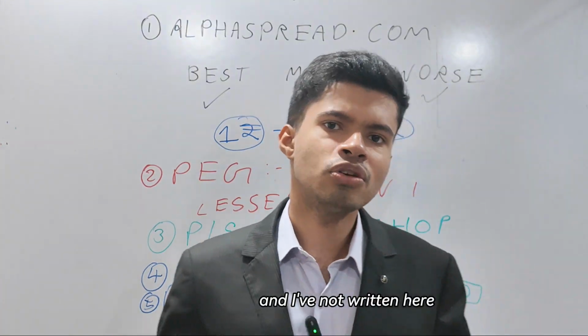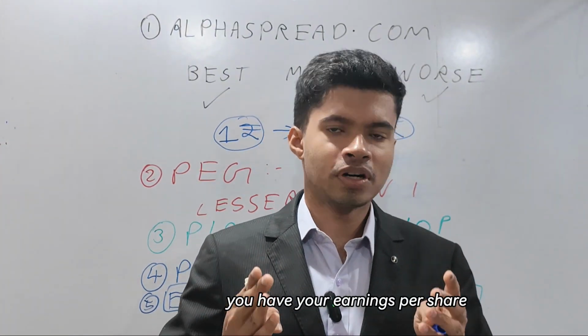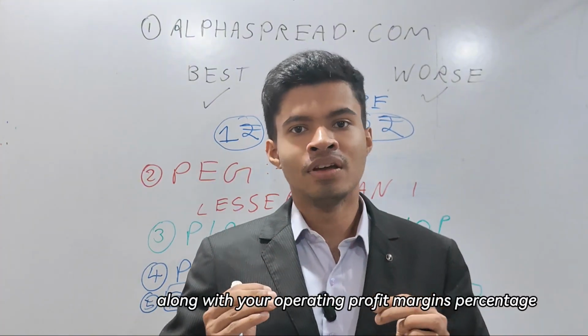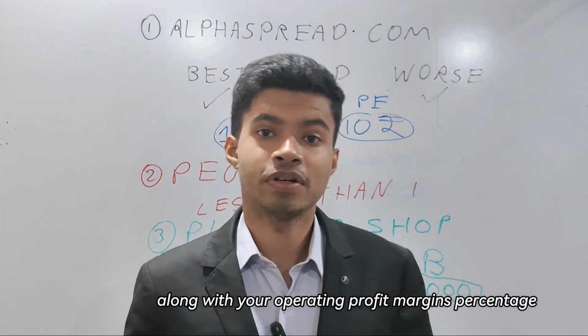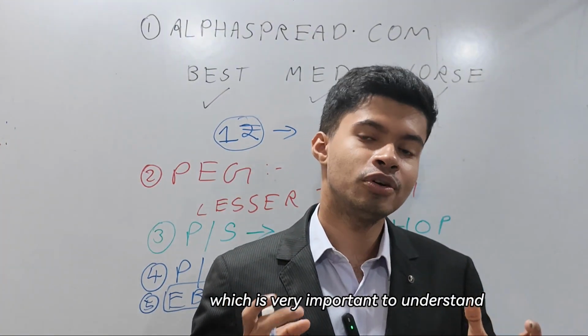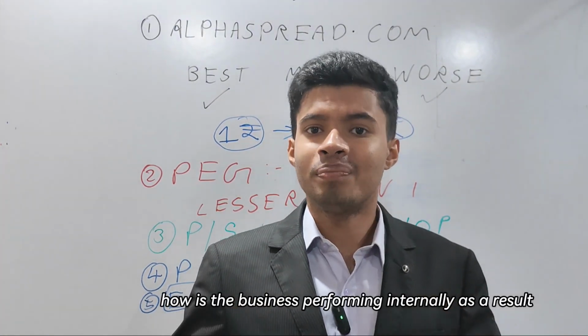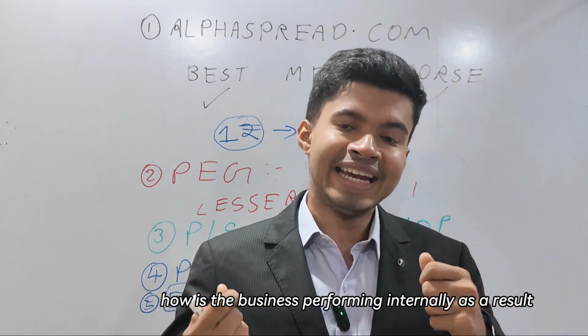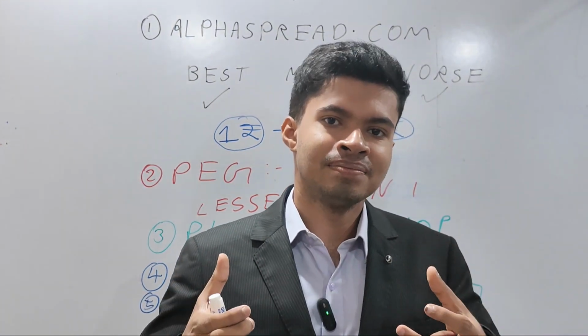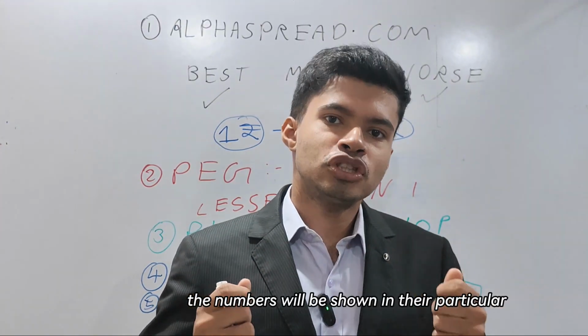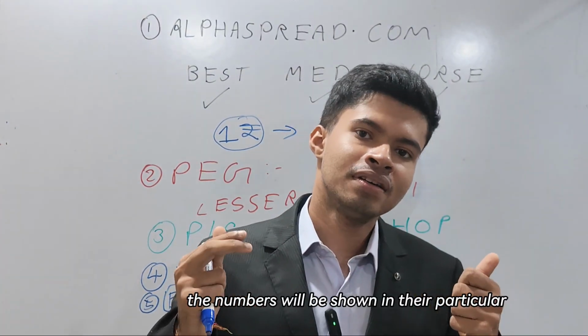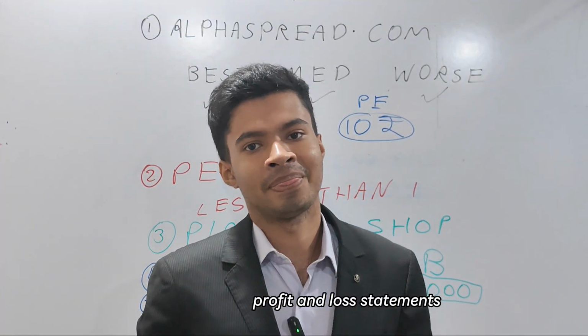And I've not written here, you have your earnings per share along with your operating profit margins percentage, which is very important to understand how the business is performing internally. As a result, the numbers will be shown in their particular profit and loss statements.